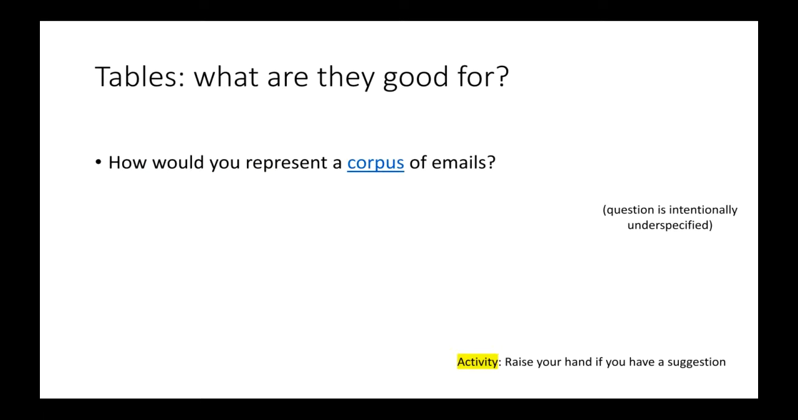Right, so now that you understand the game we're playing with tables, I have a harder question. A corpus is basically a collection of data, and here we have a collection of emails. So the people who have already answered, I want to get people who have not answered yet to respond to this question. How would I design a table for a collection of emails?